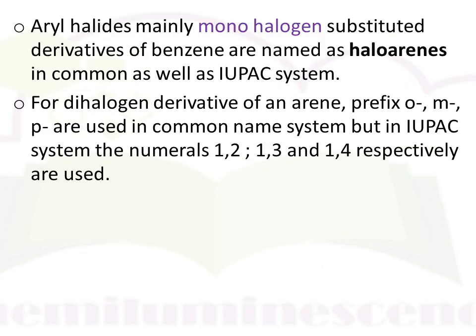Next rule is for aryl halide, mainly monohalogen substituted. That means the aromatic compound on which only one halogen atom is present. That compound is named as a haloarene in both systems, IUPAC as well as the common name system. Next rule is for dihalogen derivatives of arene. This is the aromatic compound on which two halogen atoms are present. In the common name system, the prefixes ortho, meta and para are used, and in the IUPAC system, the numbers 1,2, 1,3, 1,4 are used.